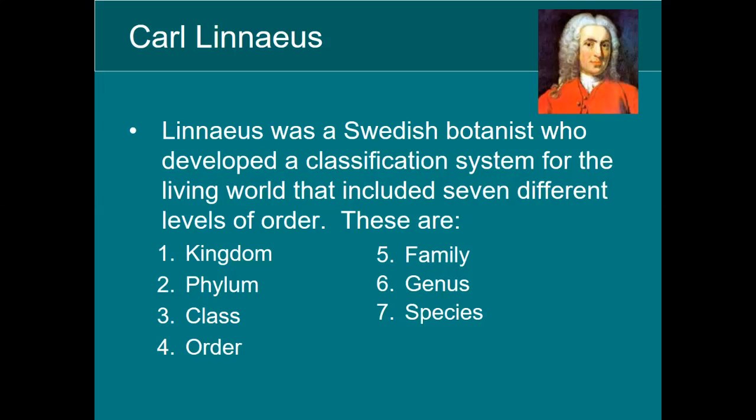Okay, so from biggest to smallest, the most diverse to the most specific, we go kingdom, phylum, class, order, family, genus, and species. So there are 7 levels of the taxonomic hierarchy.